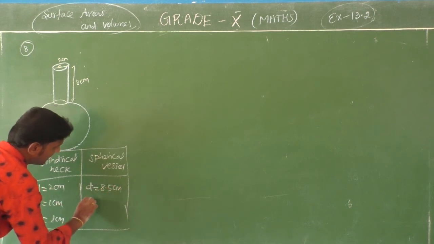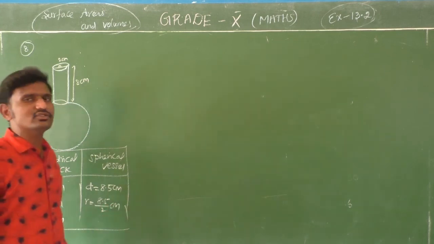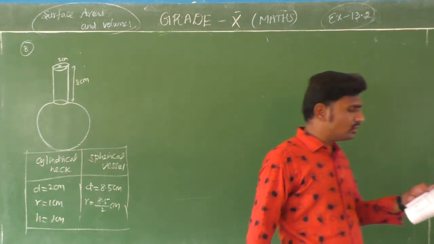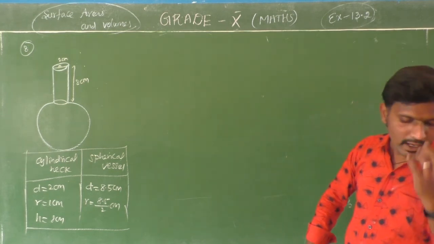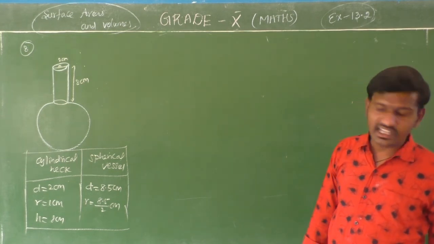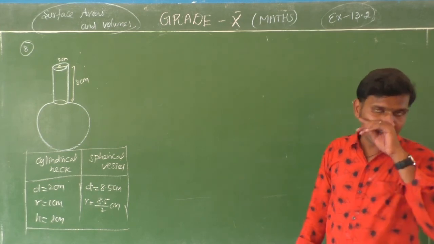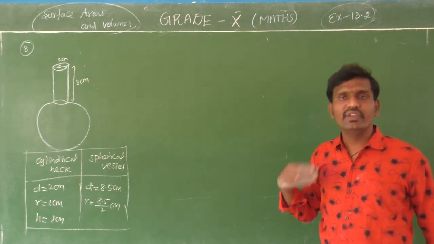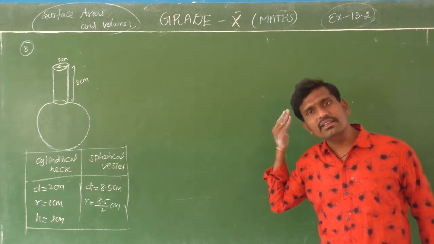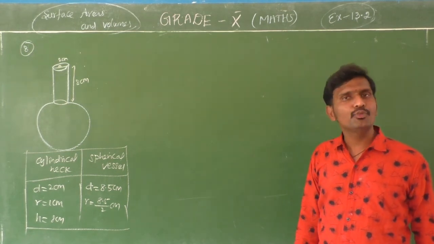Now what will be the radius? 8.5 by 2 cm. You don't need to divide, students. Okay, 8.5 by 2 cm. One student measured the volume of the vessel to be 345 cm cubed. We want to check whether the volume found by the child is correct or not.